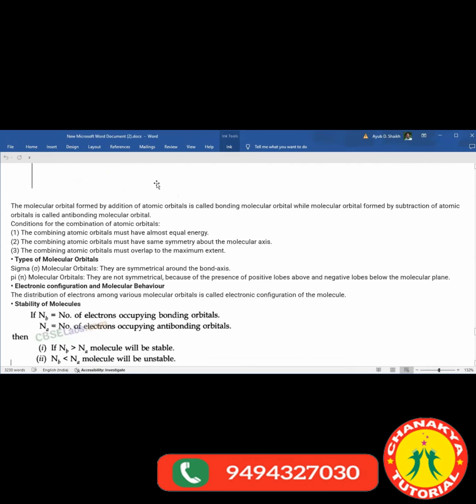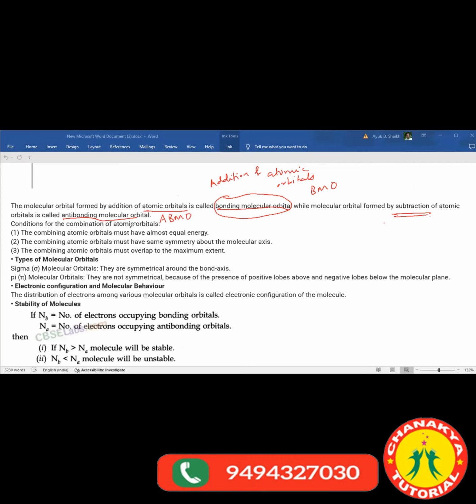Now see what is given over here. The molecular orbital formed by the addition of atomic orbitals is called bonding molecular orbital, while the molecular orbital formed by subtraction of atomic orbitals is called anti-bonding molecular orbital. Understanding? If it is formed by addition, then it is bonding molecular orbital. Bonding molecular orbital is formed by what? Addition of atomic orbitals. And when it is formed by the subtraction of atomic orbitals, it is called anti-bonding molecular orbital. So this is BMO and this is ABMO.